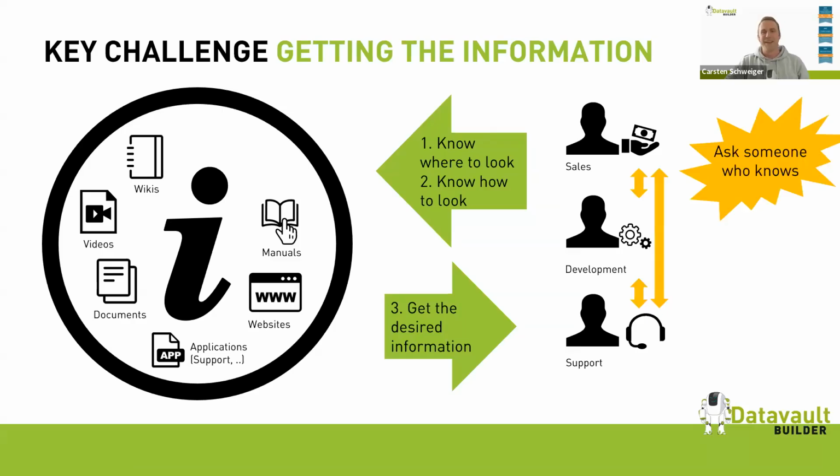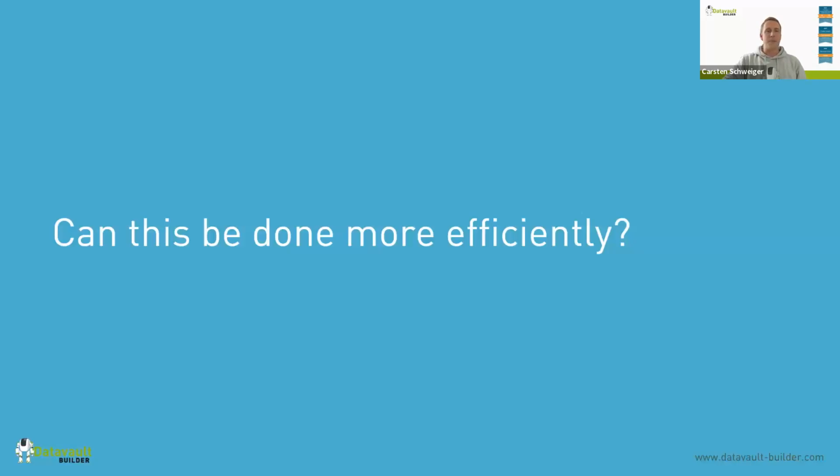That is inefficient because it pulls colleagues away from their work. Don't get me wrong, it's nice to talk with the teammates and collaborate, but it shouldn't be needed for basic information lookup. There should be an easier way to get the common knowledge out of your knowledge base. So can this be done more efficiently was our question, and how?